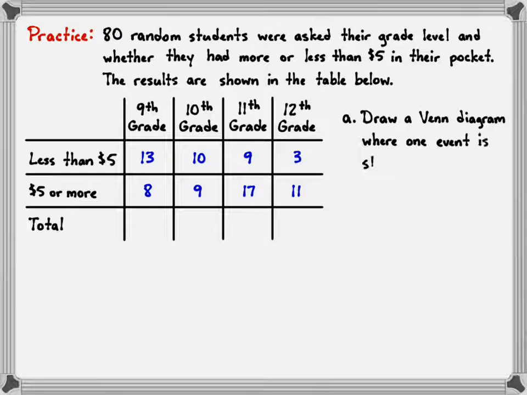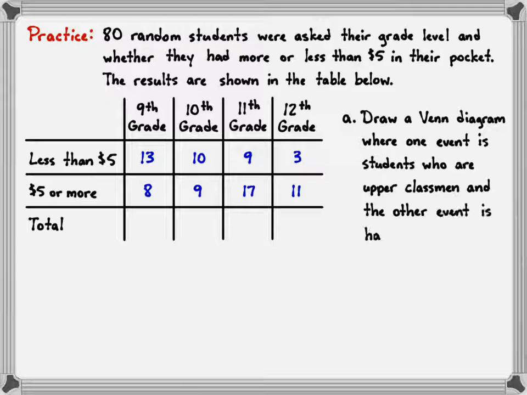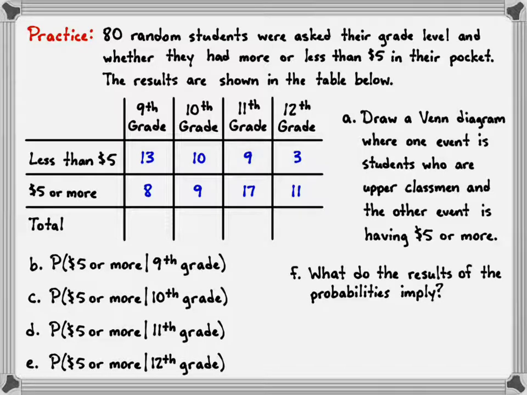It says draw a Venn diagram where one event is the students who are upperclassmen and the other event is students who have more than $5. So we want to draw a Venn diagram that only focuses on upperclassmen, that means 11th and 12th graders, and focuses on students that have more than $5, so only this row here. Go ahead now and pause the video and answer these questions and then come back and see how you did.